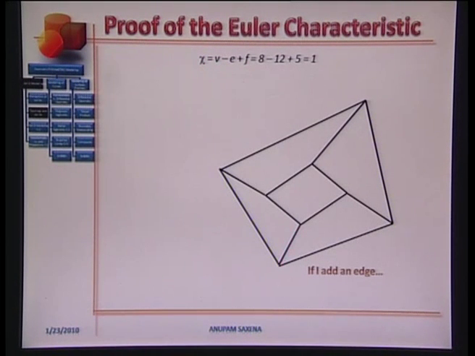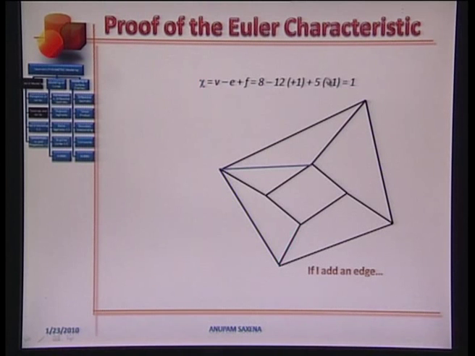If I add an edge like this, what I have done is I have increased the E value by 1, and what I have also done is I have divided this face into 2 faces. So effectively, I have increased the F value as well by 1. This is an increase in the number of edges, and this is an increase in the number of faces. Even then, the chi value does not change.